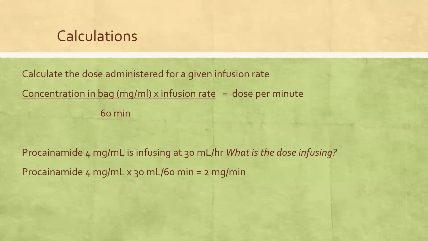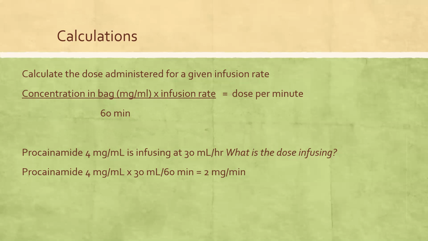So let's say here we've got procainamide, and we know that it's 4 milligrams per mil. We've calculated that using the calculation on the previous slide. It's infusing at 30 mils per hour. So someone tells me that procainamide is infusing at 30 mils per hour, but I need to know the dose. It is so critical. I need to confirm that the mils per hour is correct, but I need to know the dose.